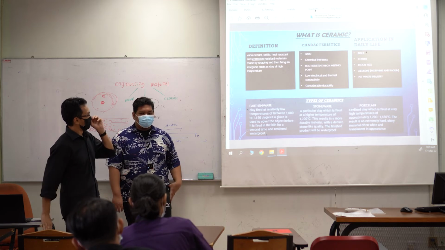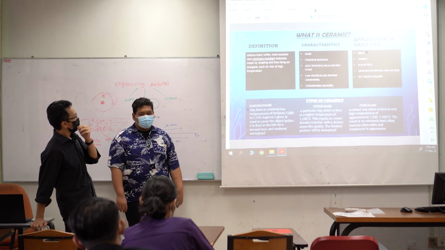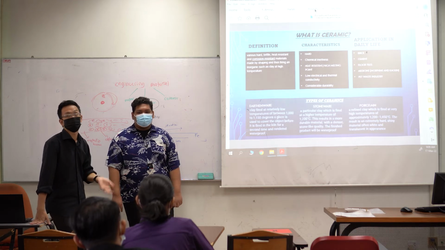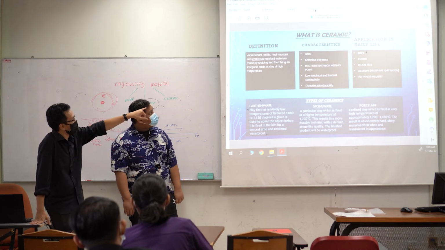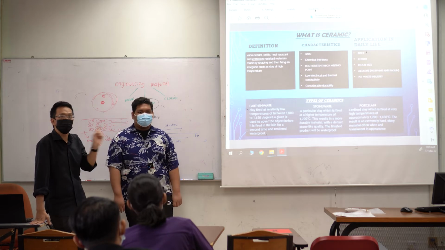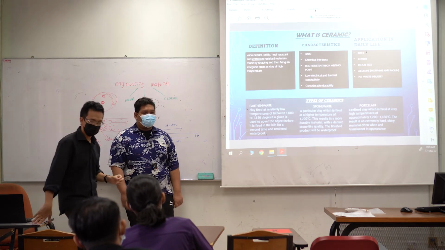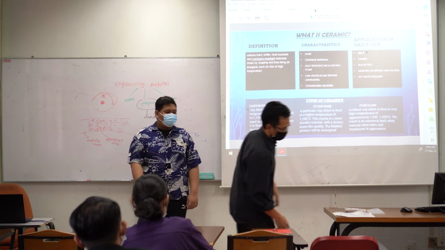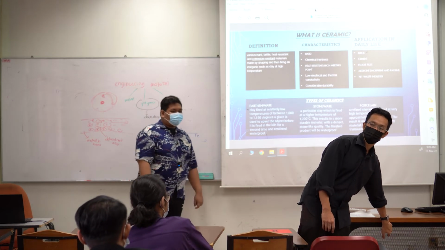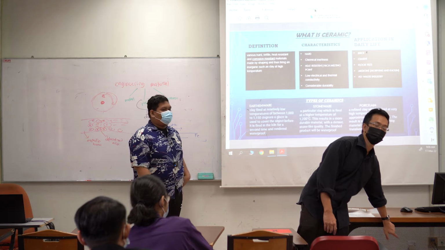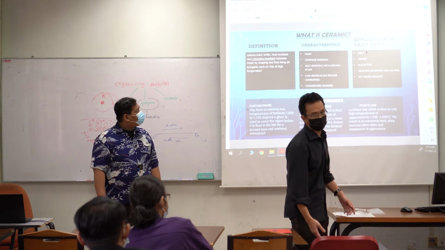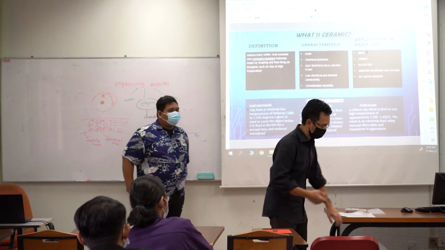Okay, Alif talked about ceramic. One of the defining characteristics of ceramic is that it is brittle. You see, they are brittle, right? What is brittle? Hard and brittle. Hard doesn't mean strong. For example, this is metal. Metal we don't call hard. We call it strong, or ductile. Raudhah said ductile.